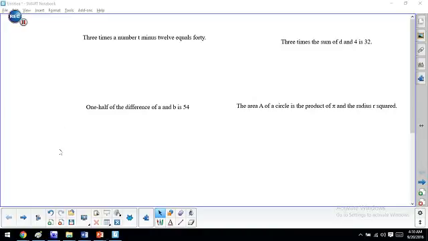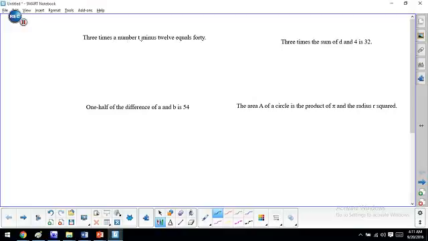Let's go ahead and try these four equations out. See if you can write the words into an equation. Just go ahead and pause the video, and when you are done, we'll go over it together. Okay, so let's see what we could come up with in writing an equation. Let's look at the first one.